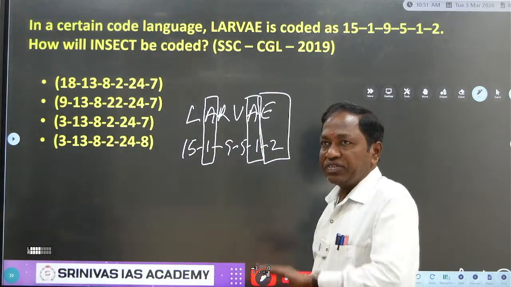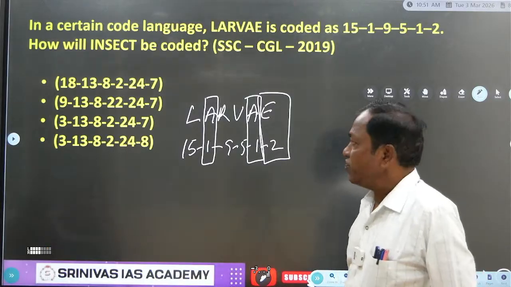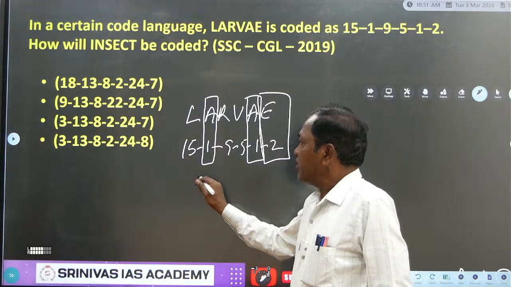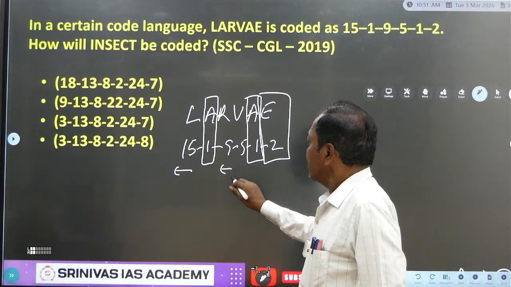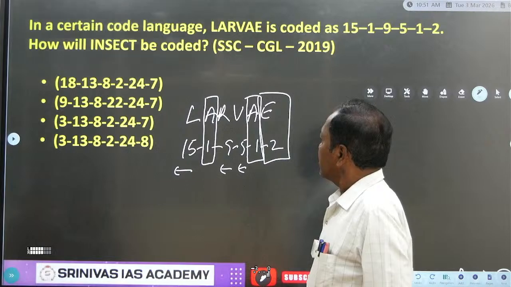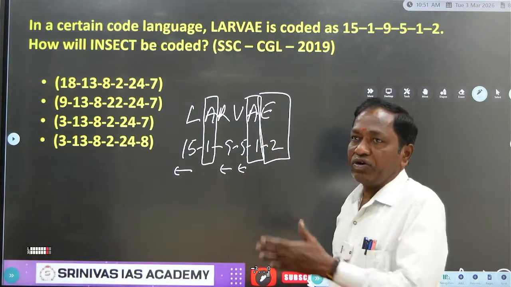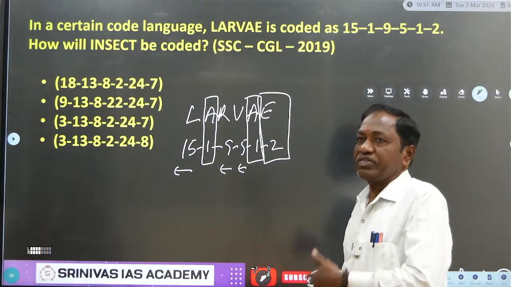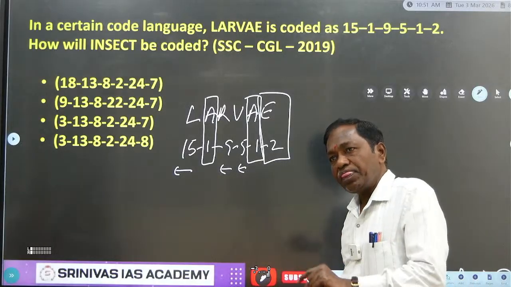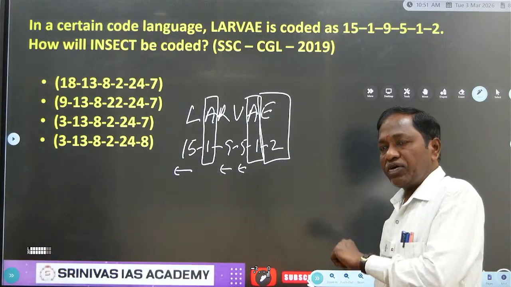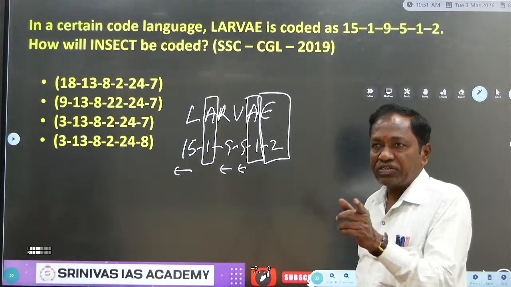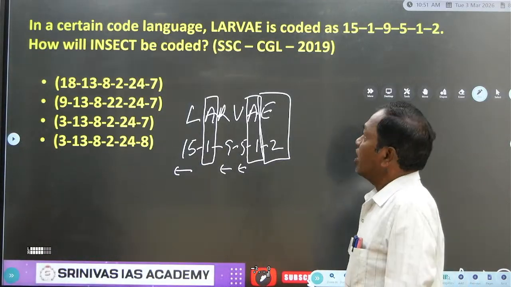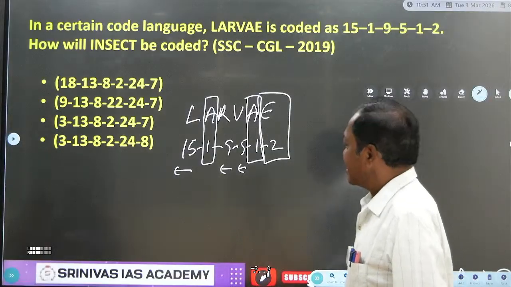Now maybe L. If you see the reverse order, what is the position in reverse order? L is the 15th in reverse order. R is in reverse order. V is in reverse order. That's all. It means vowels are in forward order, consonants are in reverse order. The position of the vowels is in forward order, the position of the consonants is in the reverse order of the alphabet. That is the thing.